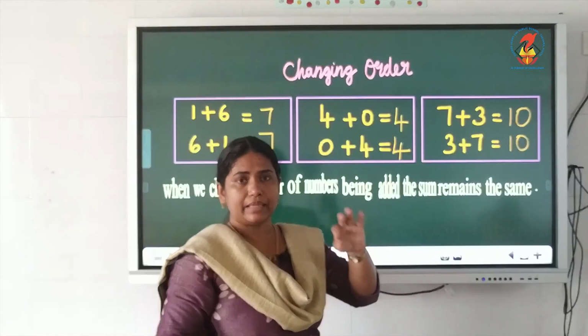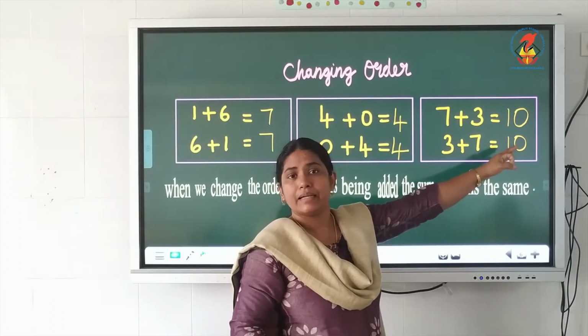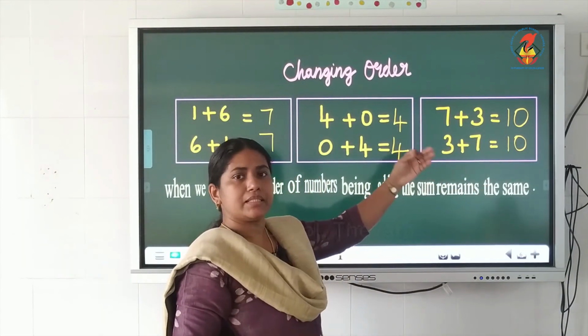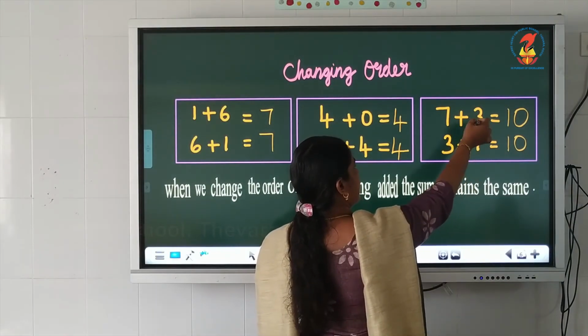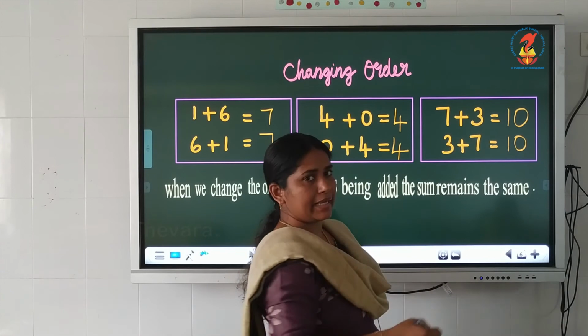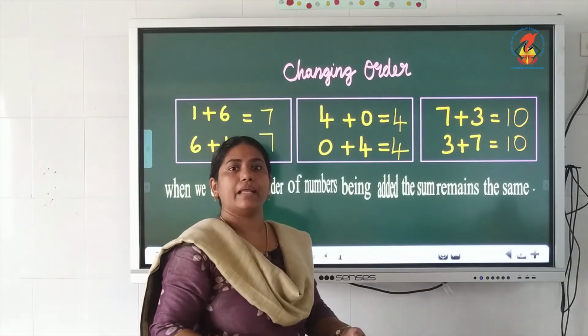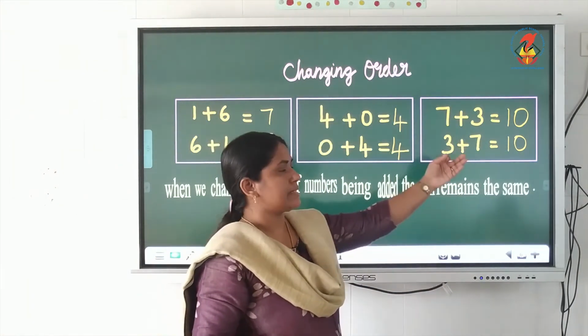Now here 7 plus 3. We add by taking our fingers. We got the answer 10. And for the next question I changed the order. The first number 7 I wrote in second place and the second number 3 I wrote in the first place. 3 plus 7. Again we got the same answer, 10.